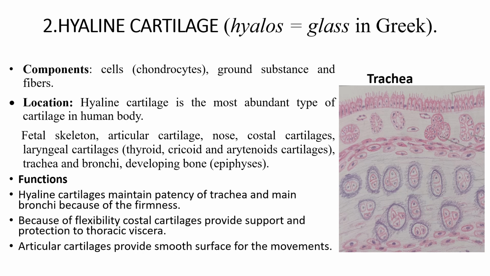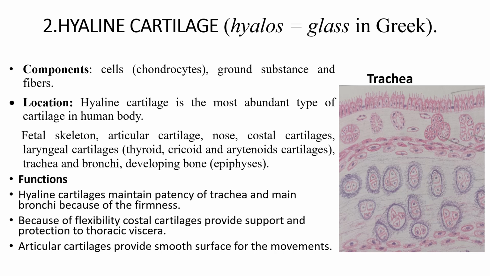And hyaline cartilage is the most abundant variety of cartilage, and it is particularly seen in the fetal skeleton. Then hyaline cartilage is also seen in articular cartilage. The part of the bone which takes part in formation of a joint is covered by articular cartilage. Then the nose also has hyaline cartilage in it. Then costal cartilage is the cartilage that connects ribs with the sternum. Then in the larynx we have cartilages. A few of them are hyaline and a few of them are elastic cartilage.